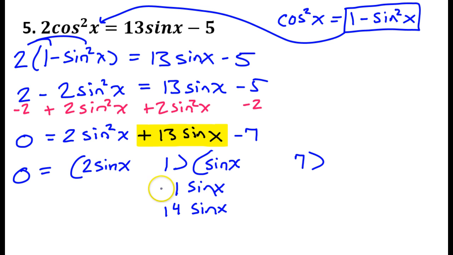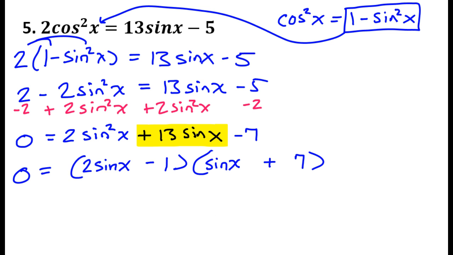How could that happen? If this was negative and this was positive, it would make positive 13. So for this to be negative, I have to have a negative 1, and for this 14 to be positive, I need a positive 7. And there you go. Also, -1 times +7 is -7, so that's important. So we factored it. Great.